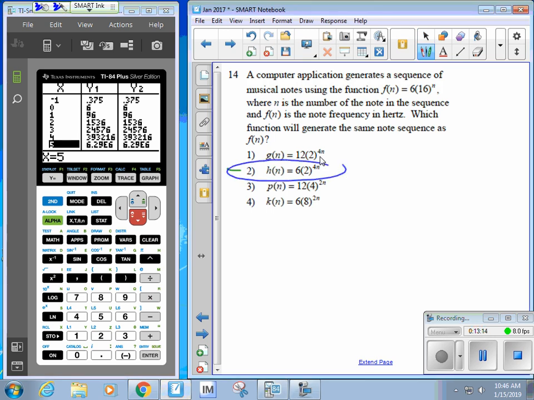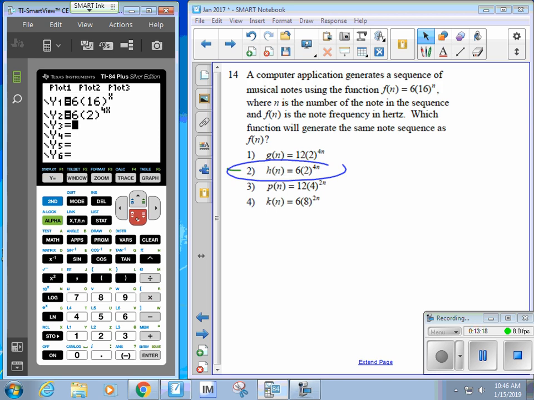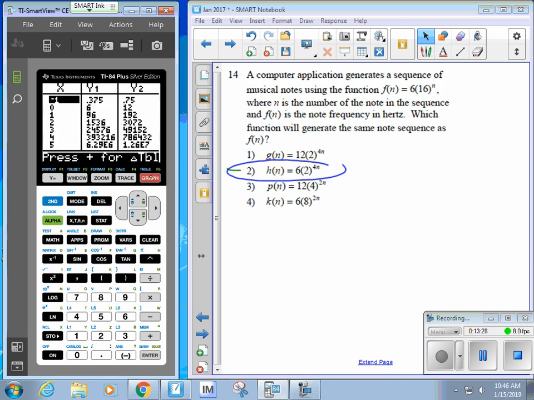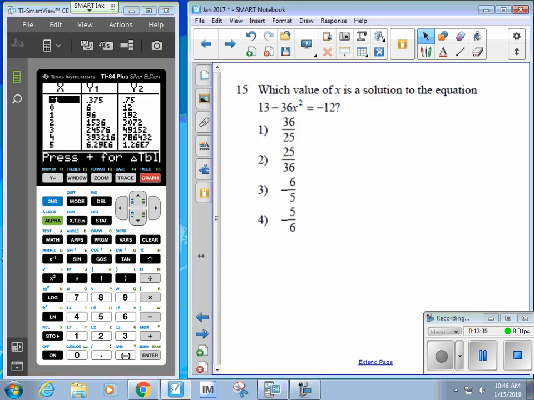If I type another one in, let's say I type in choice 3, because that tends to be most people's guess. So 12 times 4 to the 2x. And if I go ahead and look at the table, you see they're similar but not the same numbers. So those two would not be equal. So we already know our guess was right, so we can move on. But all you have to do is compare each one until you find the one that matches.